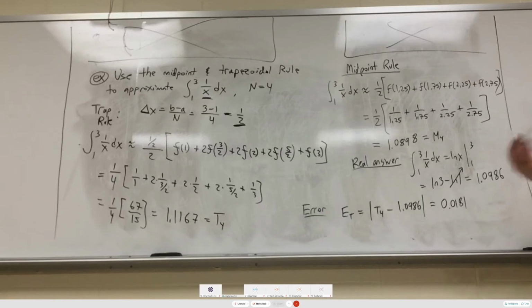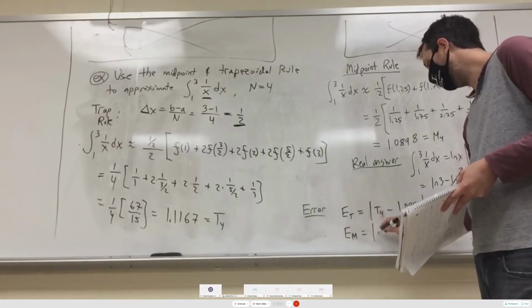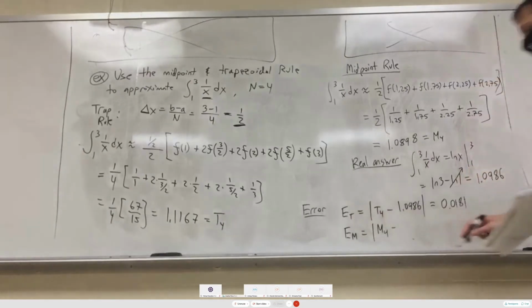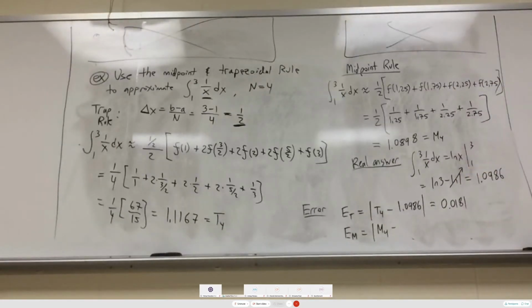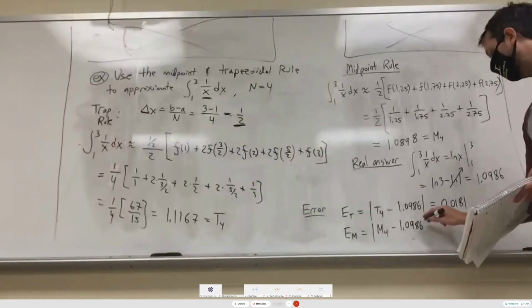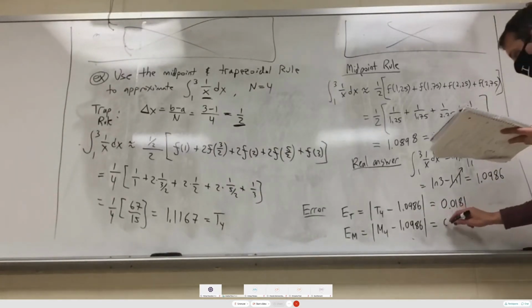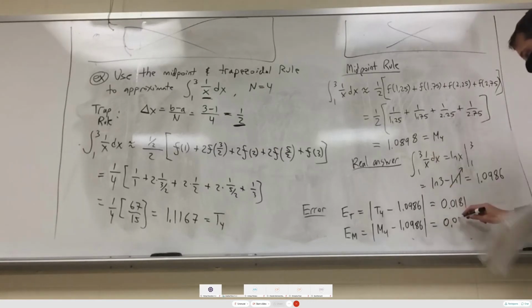And the error in the midpoint rule is the same idea. I think the absolute value. For our class, we don't really care which way the error is. We just want to see the magnitude of it. So M sub 4 minus the real answer of 1.0986. If you subtract those two and take the absolute value again, 0.0088.